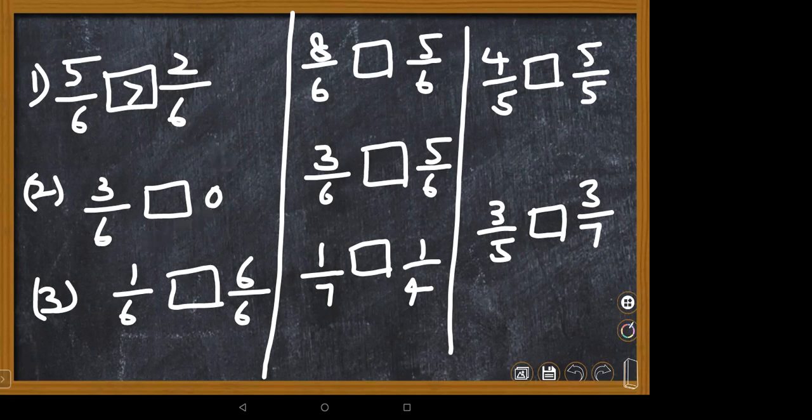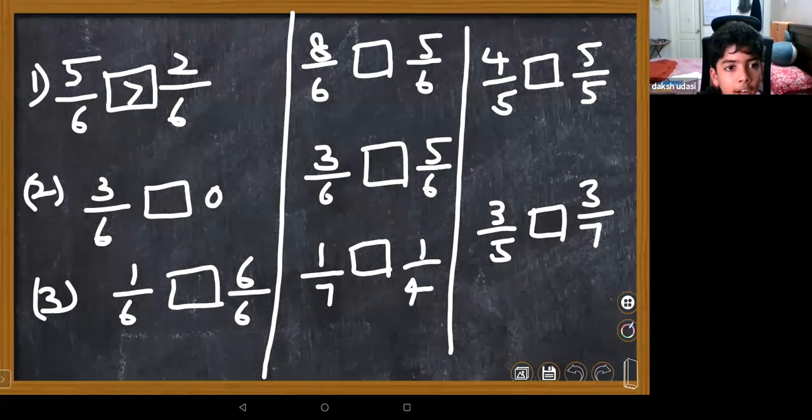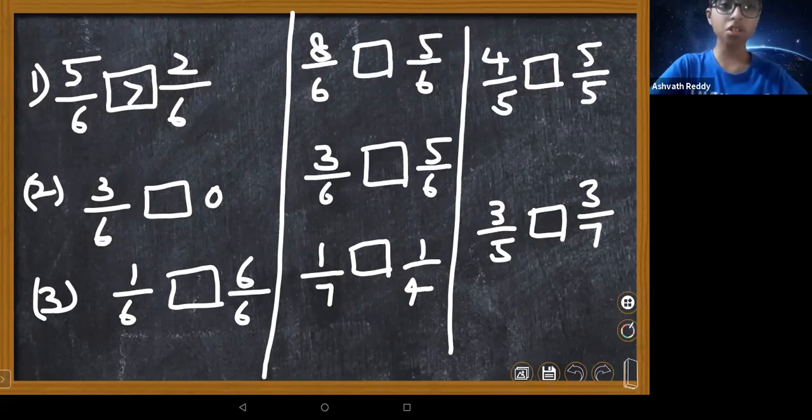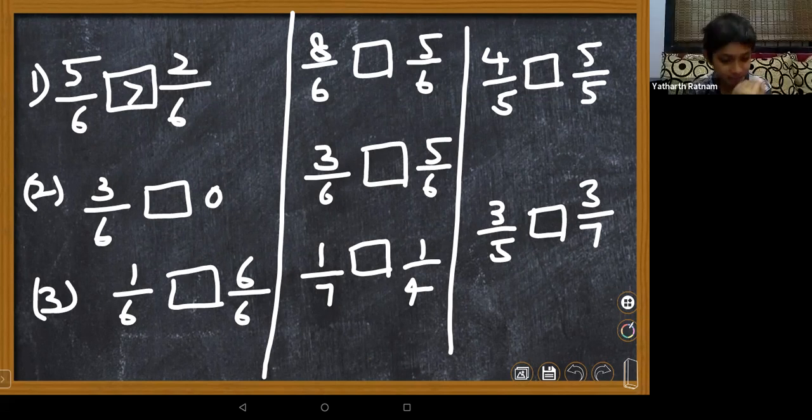Ashwath, how are you supposed to compare 3 by 6 and 0? Ma'am, 3 by 6 is three units. For example, 6 dots. 0 of them is not even one dot in it, ma'am, so it is smaller. 3 by 6 is like a half, right? 0 is greater than a half? How is 0 greater than half? 0 means nothing. 0 means no value.